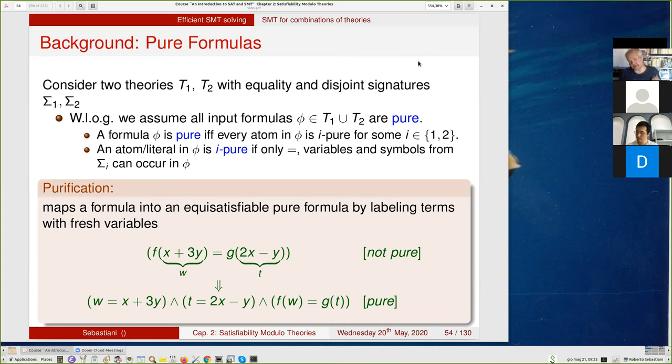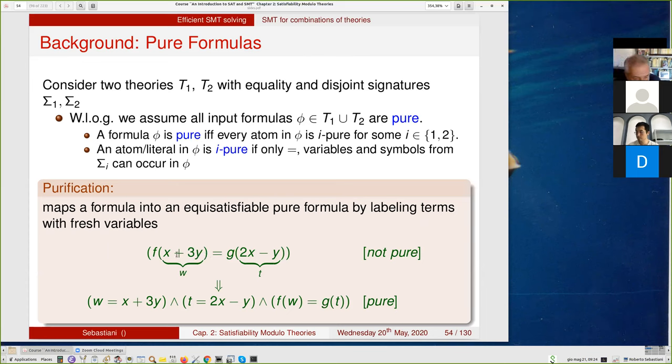The first important concept is the notion of a pure formula. If a formula is given by a combination of theories, T1 plus T2, a formula is pure if and only if every atom in phi is pure for some theory Ti. Substantially, apart from variables, an atom contains only proper functions and predicates of one theory. So an atom or literal is pure for theory Ti if it contains only equalities, variables, and symbols from only one theory.